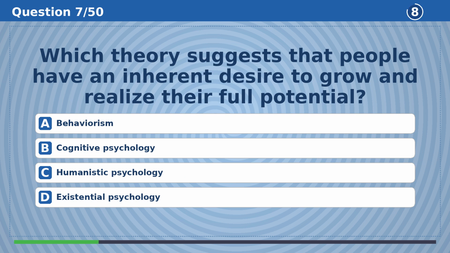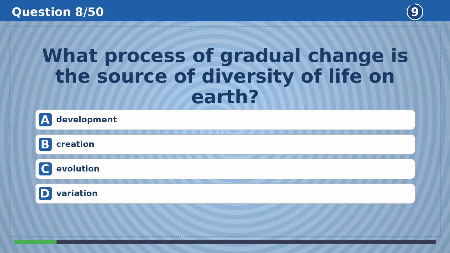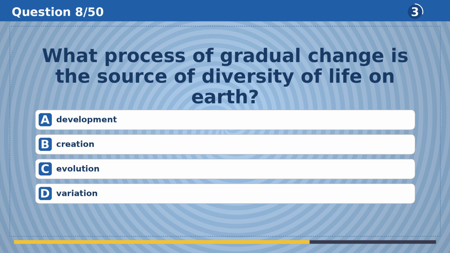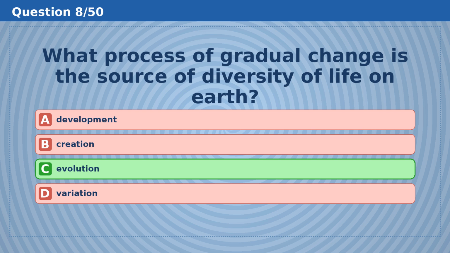Which theory suggests that people have an inherent desire to grow and realize their full potential? The answer is C, humanistic psychology. What process of gradual change is the source of diversity of life on Earth? The answer is C, evolution.